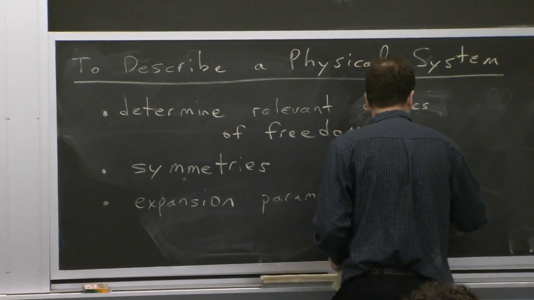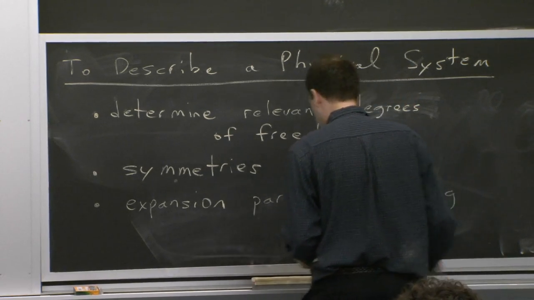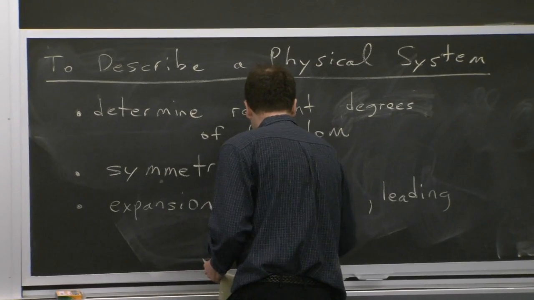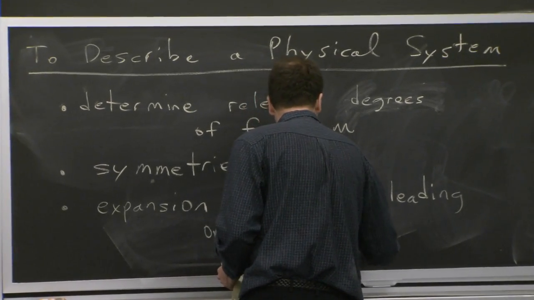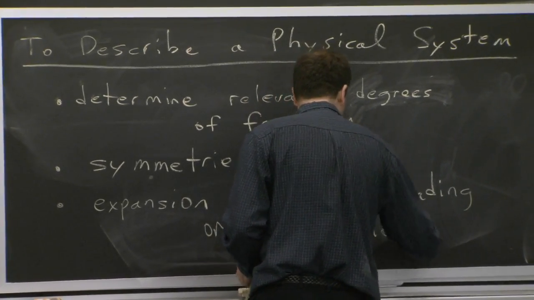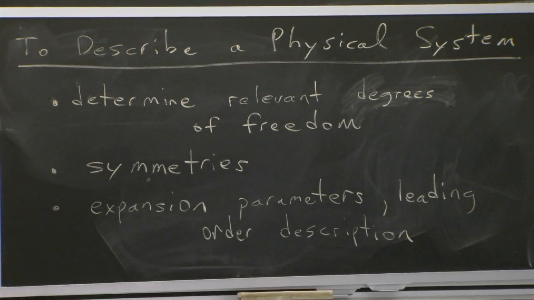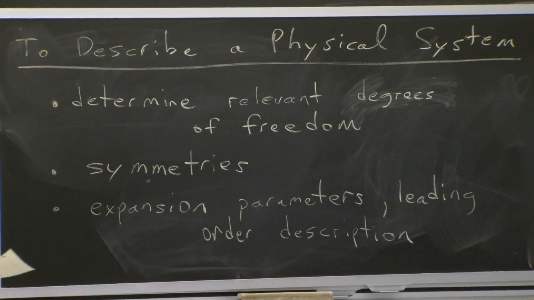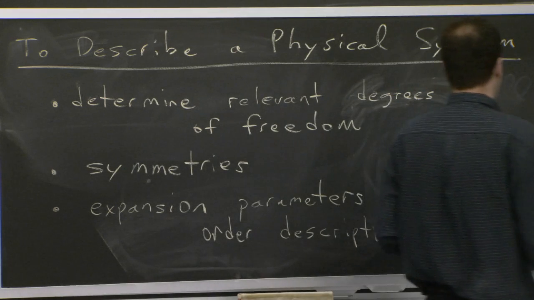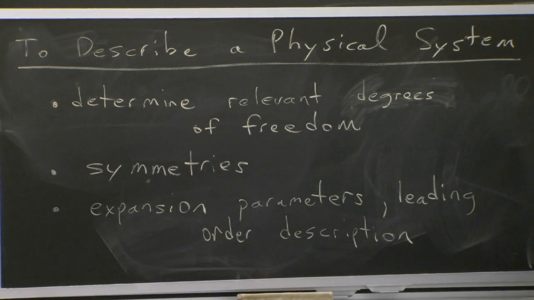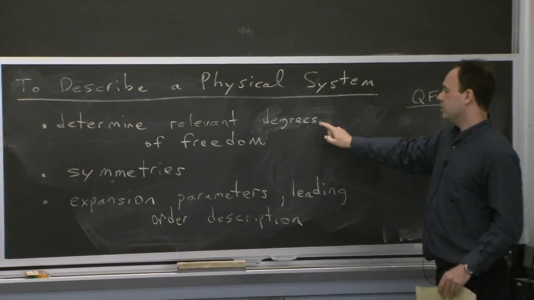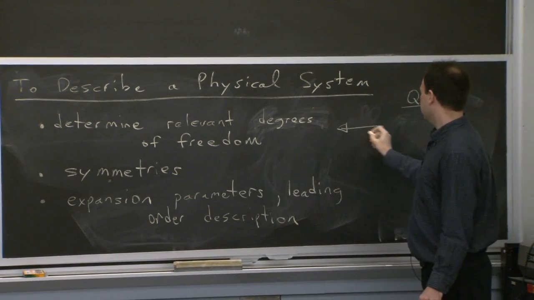And the other important thing is to figure out what you're expanding in. And at the same time, what the leading order description of the theory is. What is the lowest order Lagrangian? And basically, these are the things you have to do to get started. This is true, actually, independent of what theory you're talking about. If you're doing quantum field theory, what this first one means is figuring out what fields you're going to be using.